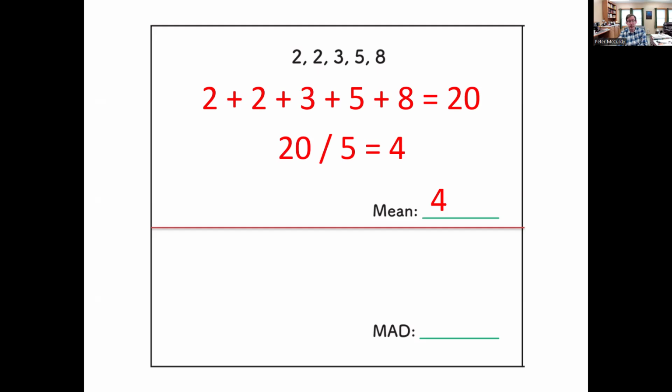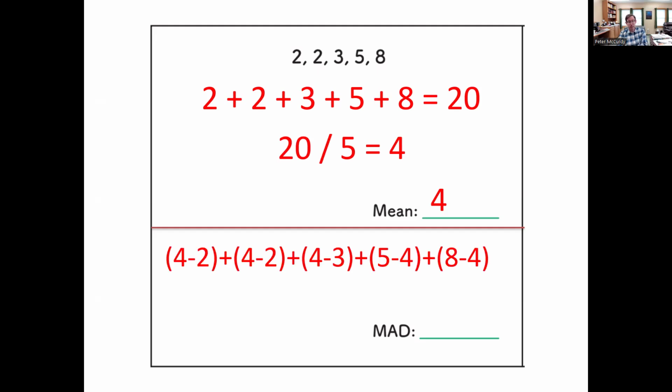Now I have to figure out the distance my mean is from each of those data points, each of those data numbers. So I look at 4 minus 2, and 4 minus 2, and 4 minus 3, and 5 minus 4, and 8 minus 4. I calculate that out. I get 2 plus 2 plus 1 plus 1 plus 4, which equals 10. 10 divided by 5, the same number of data points, equals 2. So our MAD, the mean absolute deviation for this data set, is 2.